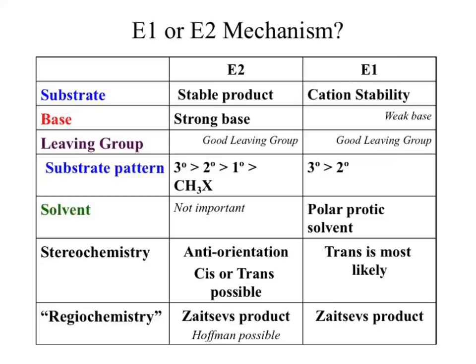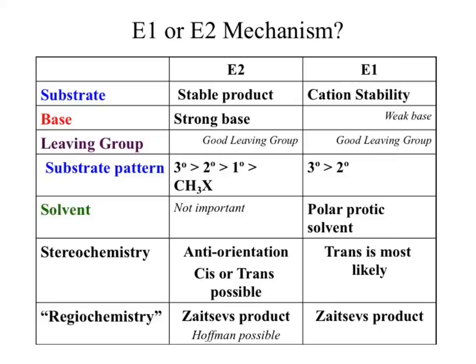Which means when we look at the patterns for what reactions we expect to see, we don't see primary reacting faster like we do with an SN2, because that doesn't generate a stable product. We see the tertiary react the fastest, period, okay, for both the E1 and the E2, because it generates a better product. Okay?